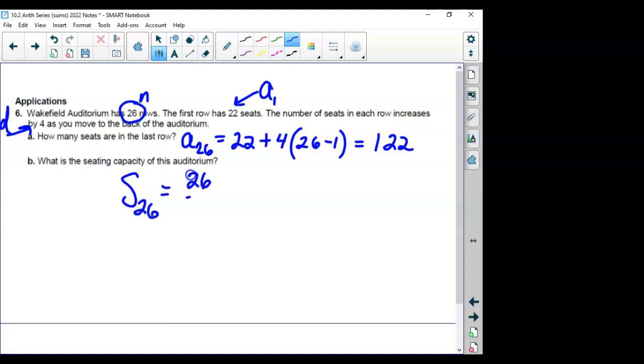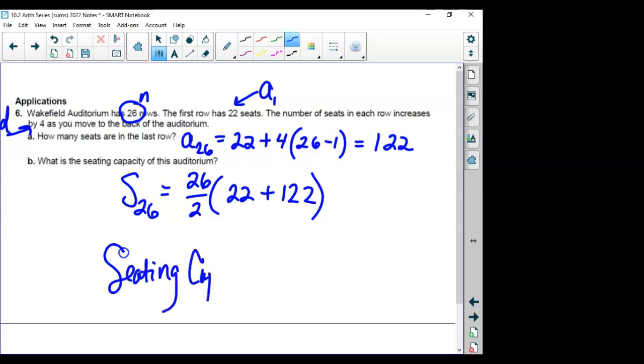It should be 26 divided by 2 times the first row through the last row. Anybody get an answer? 1872, anybody? All right. That's a pretty straightforward application question, yeah?